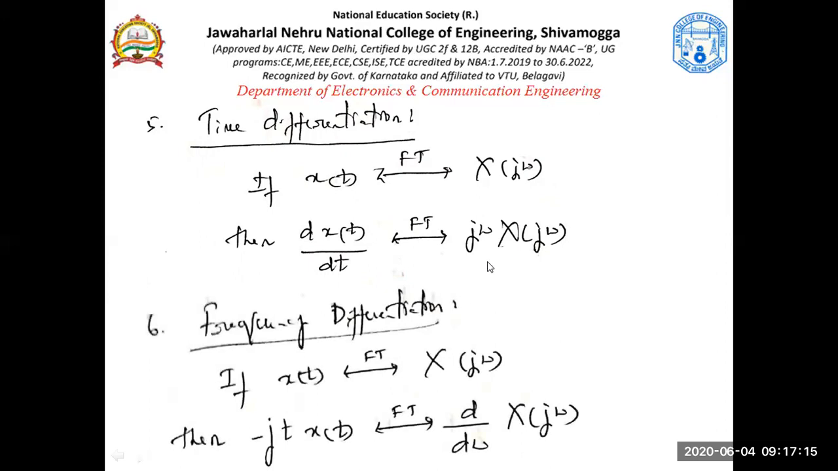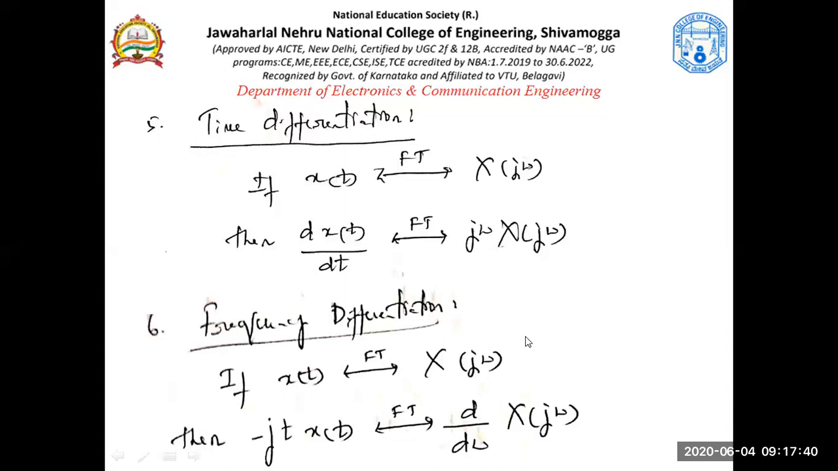Frequency differentiation. Here we differentiated the time domain signal x of t, then j omega came on the right hand side. Now we are differentiating the frequency domain signal with respect to omega. The time domain signal is differentiated with respect to time, and the frequency domain signal is differentiated with respect to the frequency, that is omega, angular frequency.